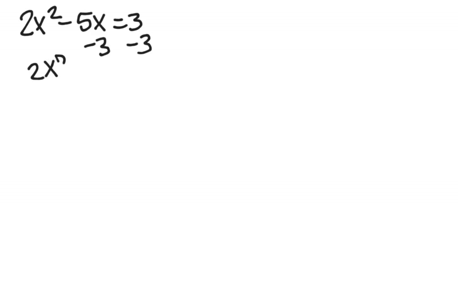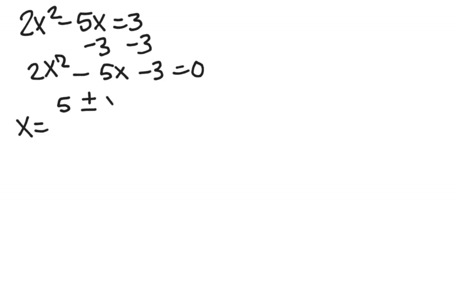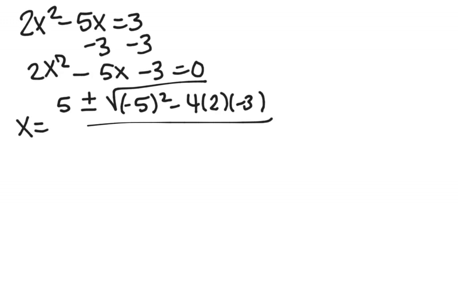Last one. 2x squared minus 5x is equal to 3. Once again, not equal to 0. Subtract my 3. This one won't be quite as messy as the last one because it's a positive 2 in front of my x squared. Now that it's equal to 0, substituting into quadratic formula, negative b. Oh wait, b's already negative. So negative of a negative is a positive 5 plus or minus square root of negative 5 squared minus 4 times 2 times a negative 3, all divided by 2 times 2.